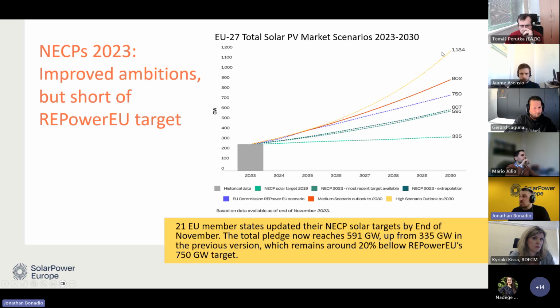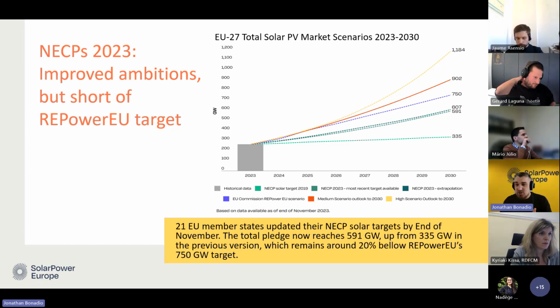So I wanted to focus only on two elements so far, which are the curves in red, 902 gigawatts, and the curve which is in blue dotted line, 750 gigawatts. These are the numbers by 2030 that we could reach according to the industry. So according to the industry, 900 gigawatts, and according to the commission, 750 gigawatts of solar panels.